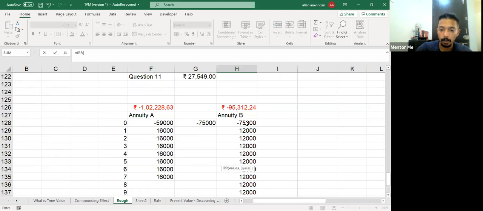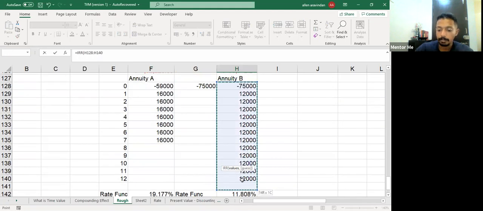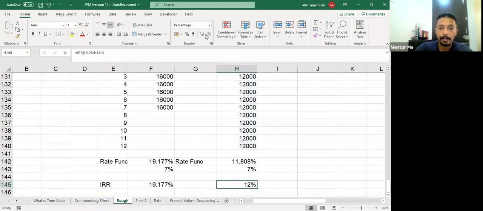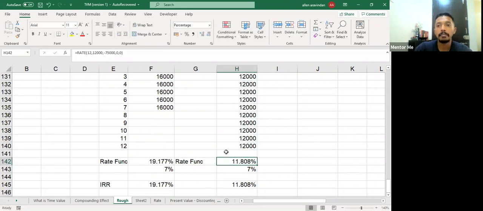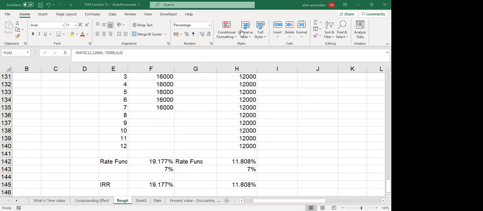Just select all the cash flows. 12%. Okay. Exactly the same answer you're going to get using rate also. This is one way of doing it. Okay. Let me know if you understood this. Yeah, understood. Right? Yeah. Okay.